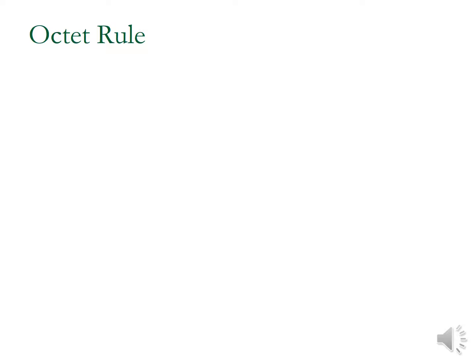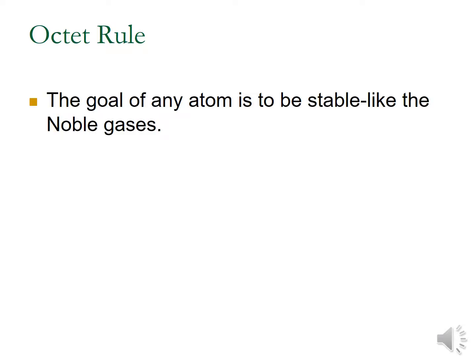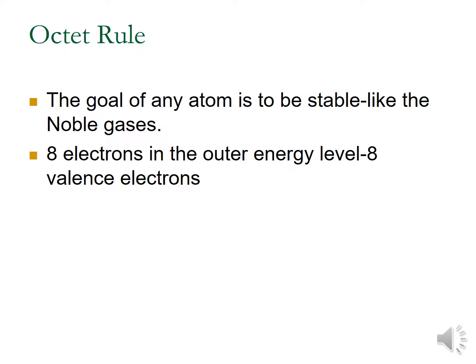Let's talk first about the Octet Rule. Why do compounds form? Well, when compounds form, typically an atom is going to gain, lose, or share electrons in order to gain an octet in its outermost or valence electron shell. Or another way of saying it is that it's going to be like a noble gas. 8 electrons in the outer energy level, or 8 valence electrons, is how noble gases maintain their stability, and so if other atoms can gain or lose electrons or share electrons to get an octet rule, they can also be stable.